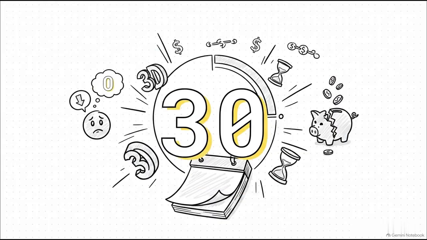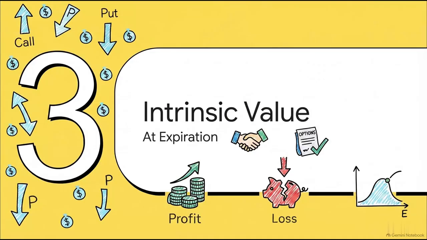Options lose their time value the absolute fastest in the final 30 days before expiration. This massively accelerates the danger for Carla the customer. The clock is ticking, and it's actually ticking exponentially faster the closer she gets to zero. All right, Section 3, expiration and intrinsic value.